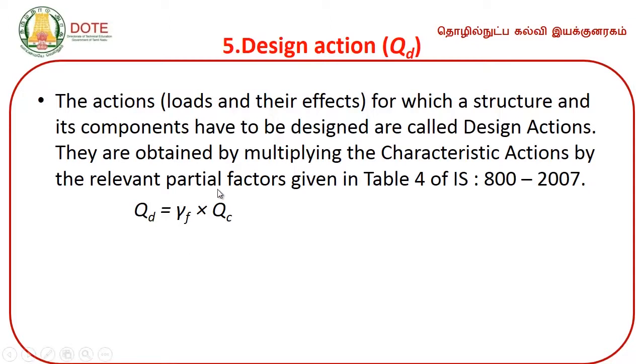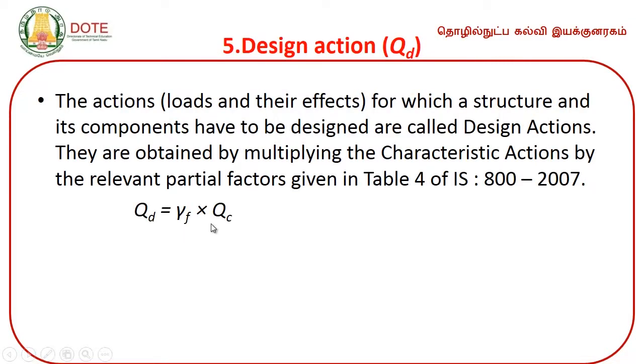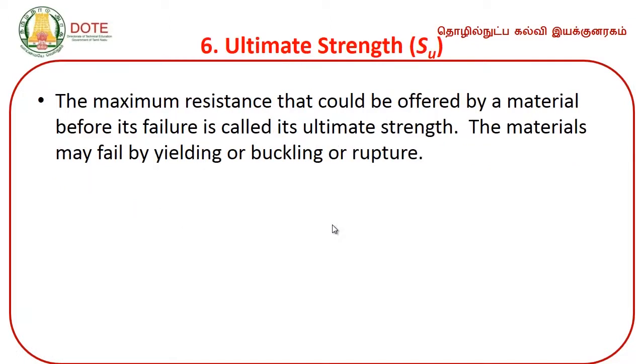And the very important terminology again is the design action. Design action is the action which is taken for the design of steel structures, and it is nothing but the product of a partial safety factor for the action and the characteristic action. And again there is a term partial safety factor. This partial safety factor for action is introduced to take care of all the undesirable or unpredicted deviations in the loads. Of course, all these partial safety factors for various types of loads are given in table number 4 of IS 800/2007.